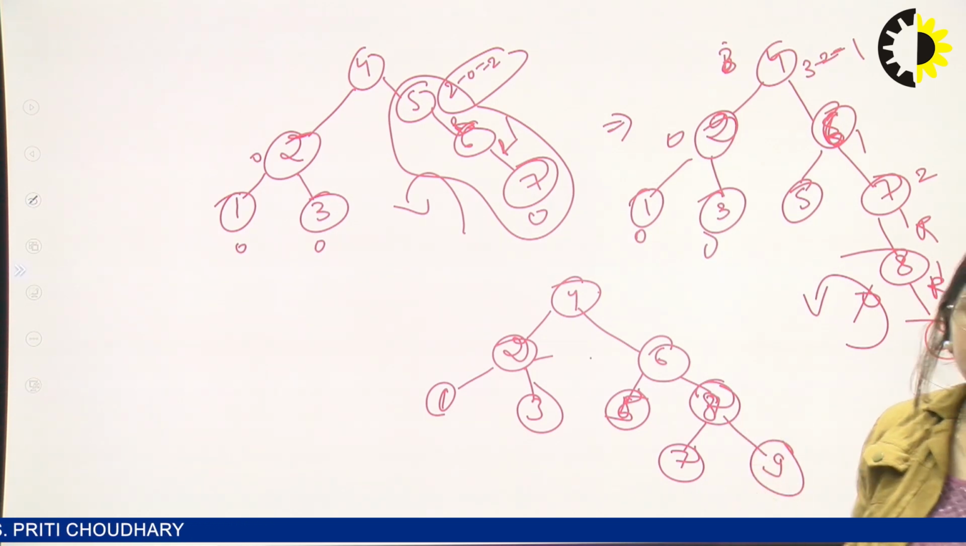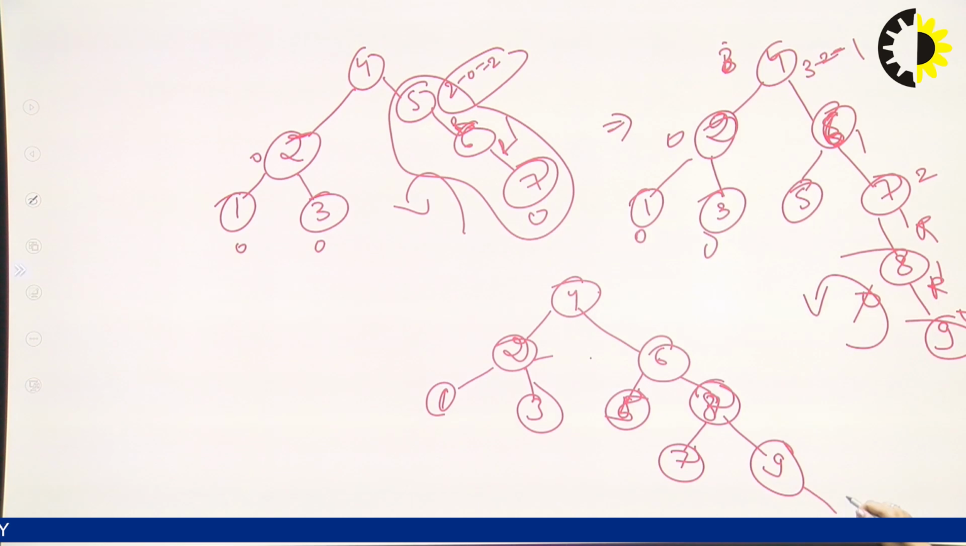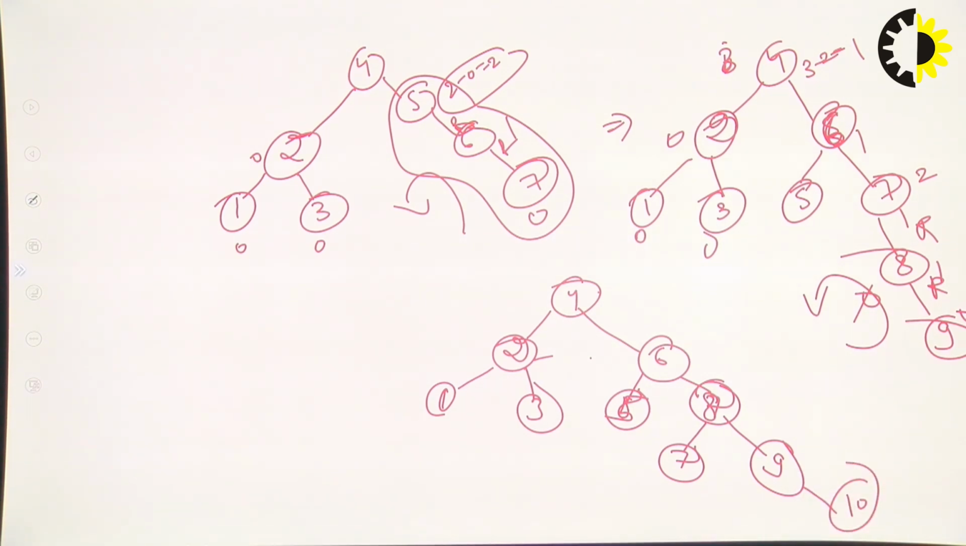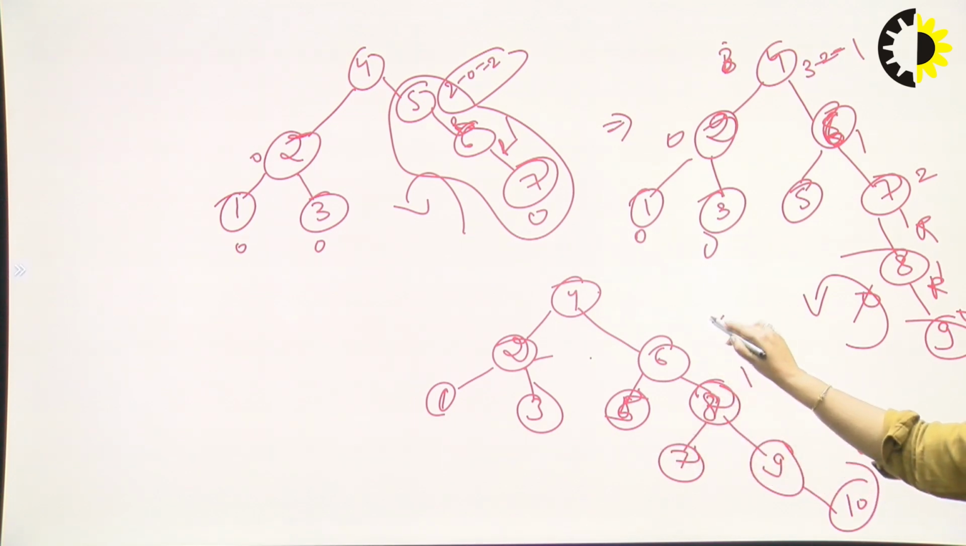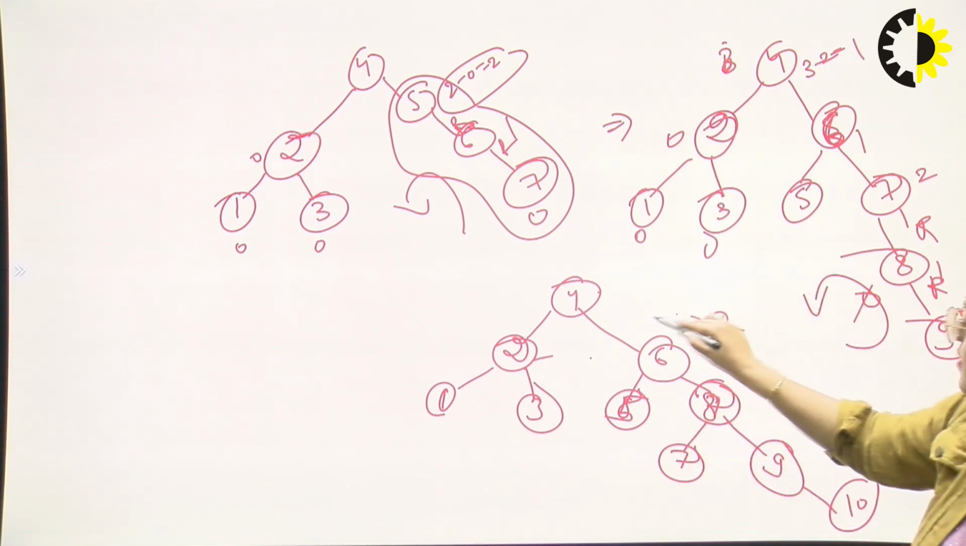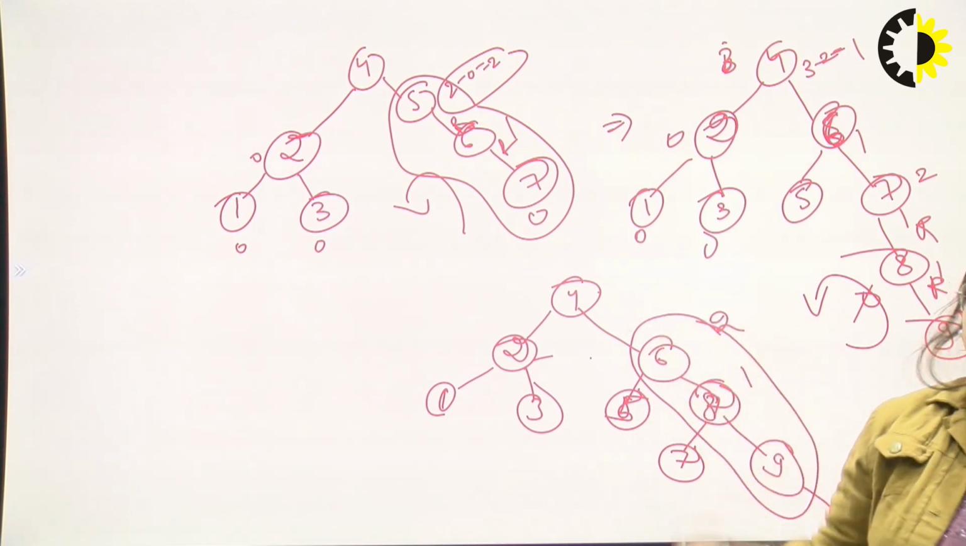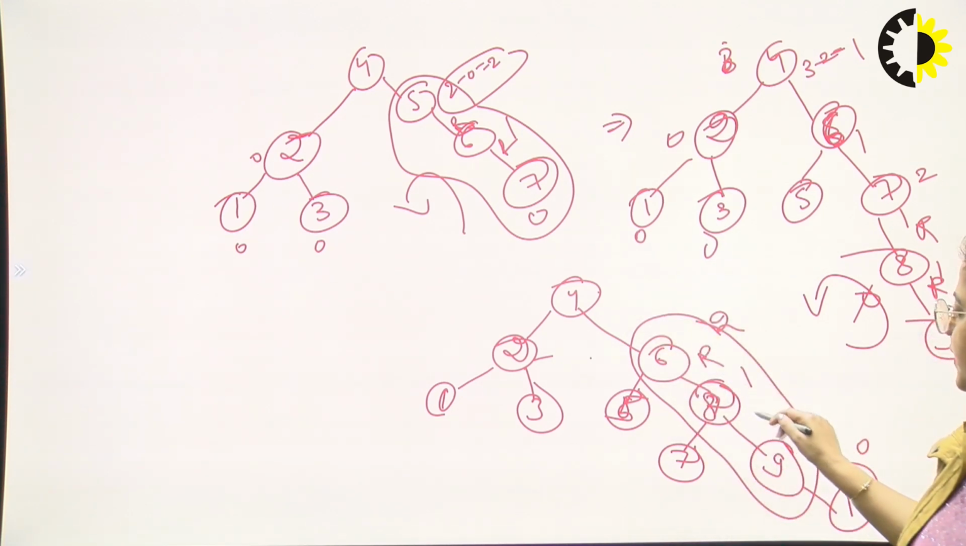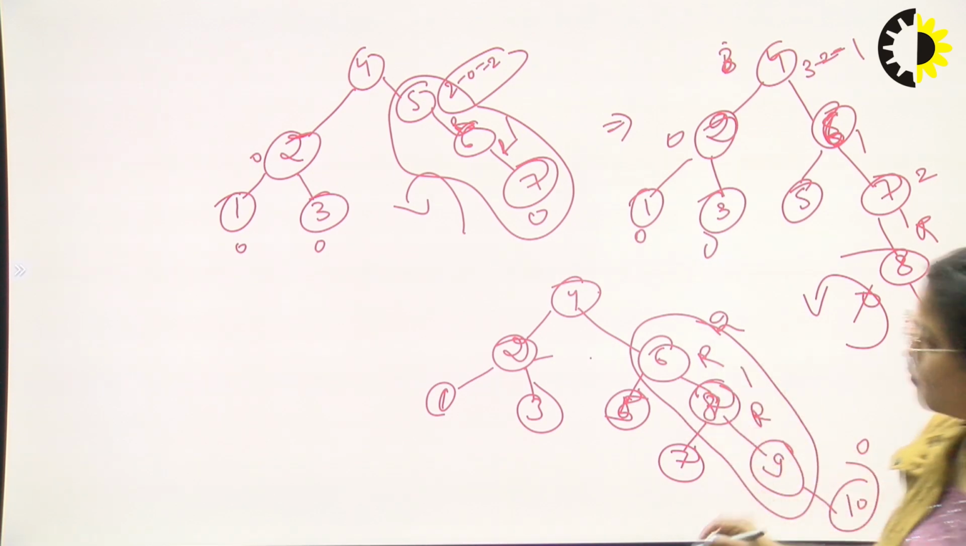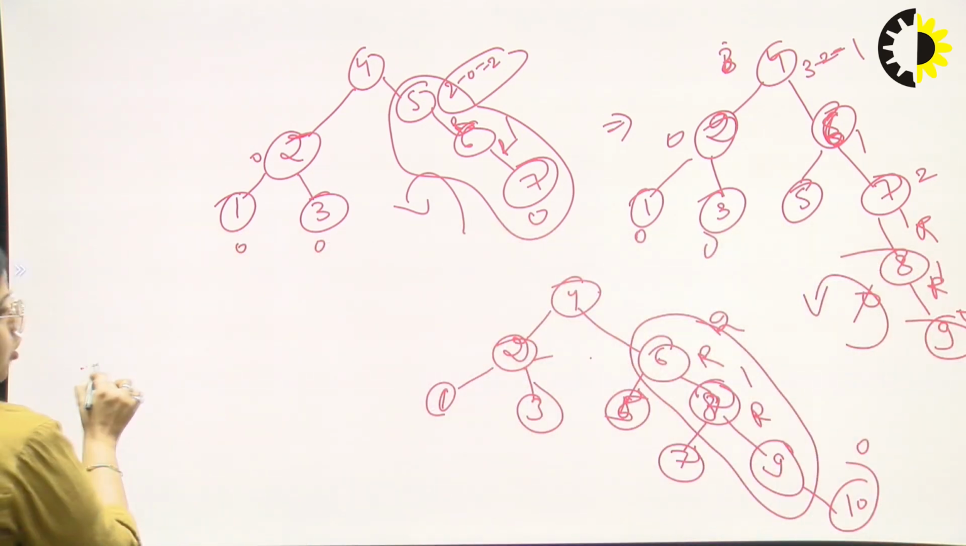Now easily insert your new node, that is 10. And after 10, check again each node whether it is balanced or not. So here 0, 1, 0, 2 minus 1, 1, 3 minus 1. So here it is 2. So required here, what? Right rotation.